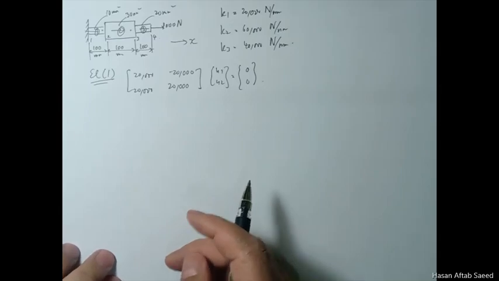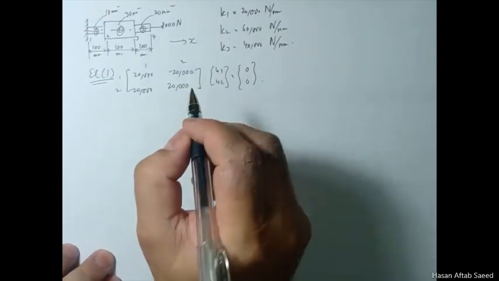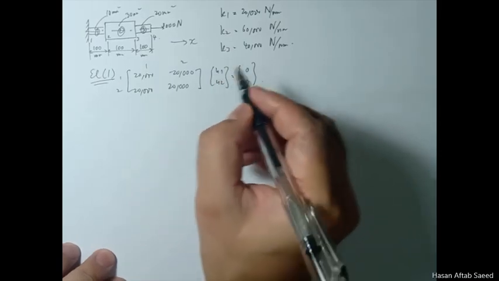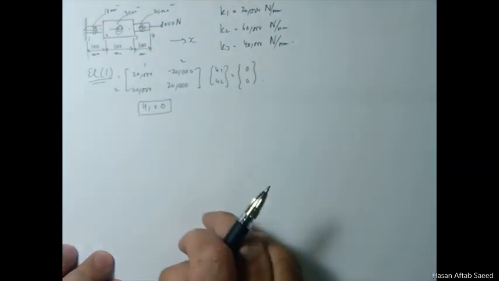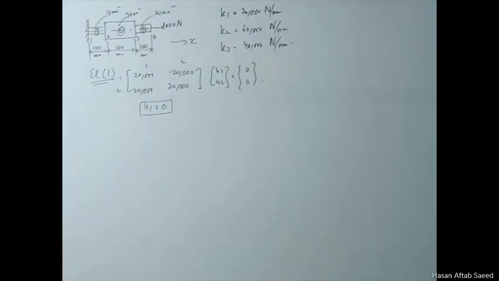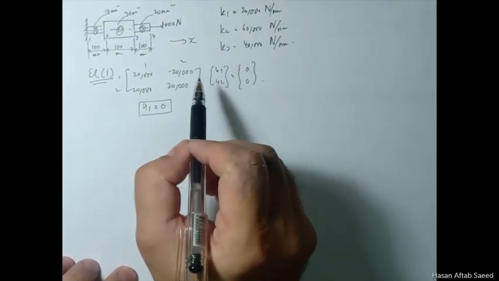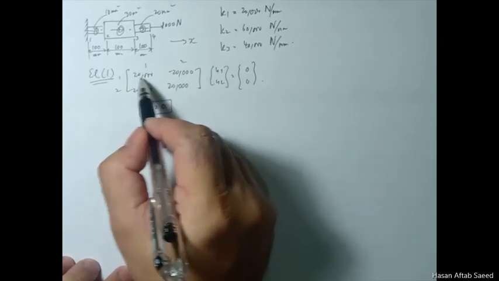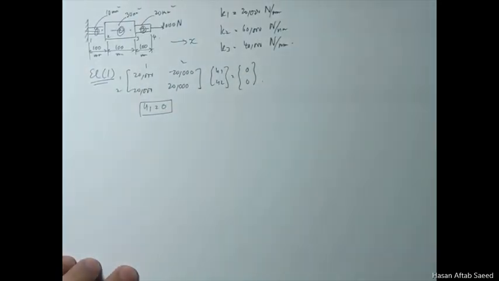Now this is 1 2 1 2. Now U1 is equal to 0. We know that U1 is equal to 0. Straight away we are facing this specified boundary condition. Now that means that we should look to eliminate this column and this row and this column.